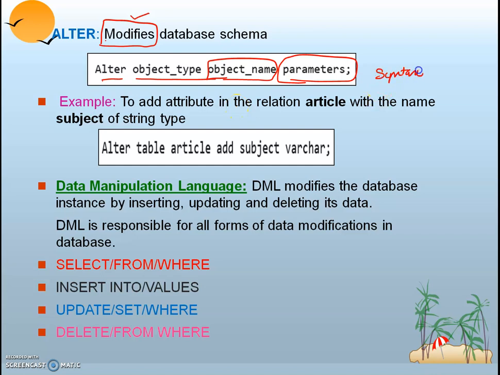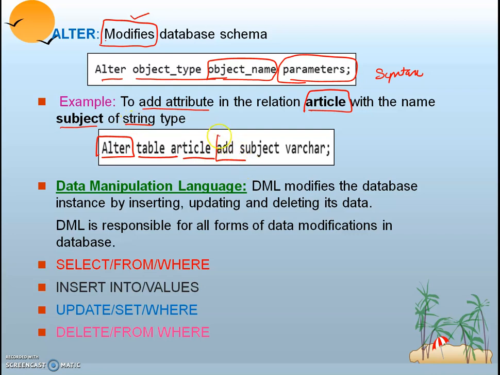And next one is the truncate. But before understanding the truncate, let's see an example over here. In order to add an attribute in a relation article with the name subject whose data type is string, how can you use your alter command? Let's try to see. Mention the command alter. I already said you have to mention the object type over here, that is table. And what is the name of the object? It is article. And what action has to be taken? They are saying adding an attribute whose name is subject and the data type is string.